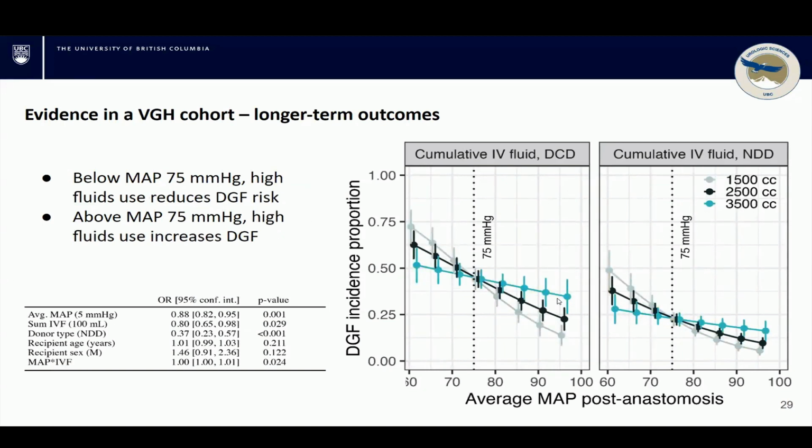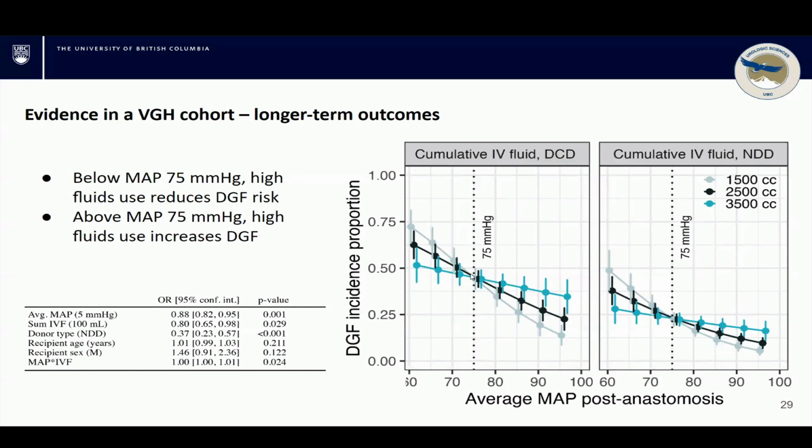We repeated this analysis, except this time with cumulative IV fluid doses administered within the surgery. And the black line, again, is the baseline. It's the mean total crystalloid received during the surgery of about 2.5 liters. The blue line is +1 standard deviation. The light line is -1 standard deviation. And the same relationship is visible here.